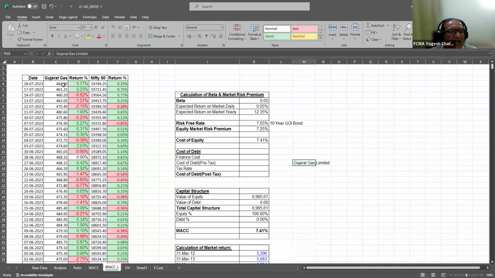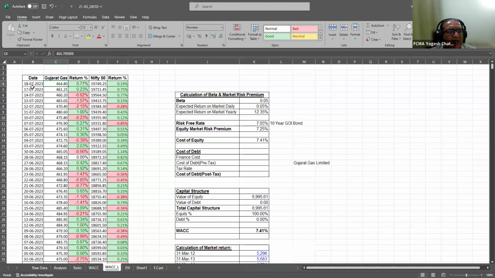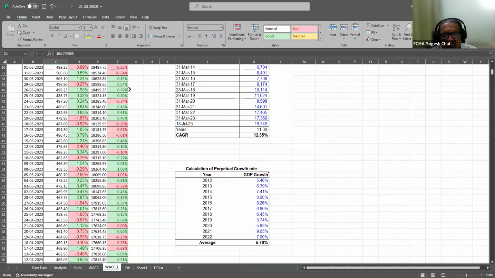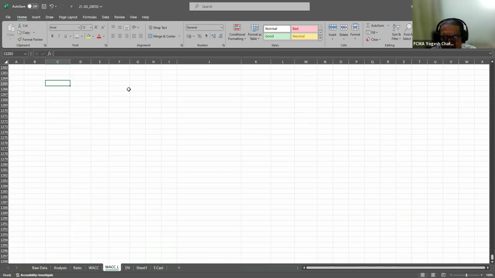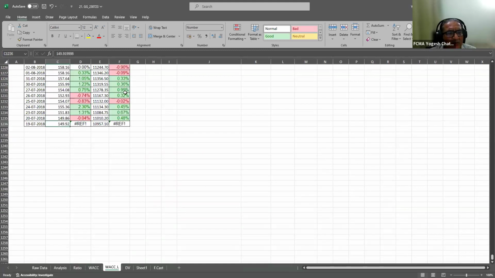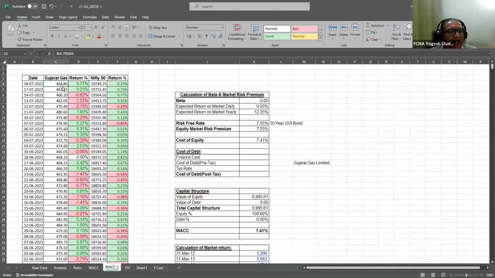And what I have done, I have taken this closing price of the equity share of Gujarat Gas Limited for a period of 5 years. So I had done this on 18th of July 2023. So right up to, as you can see, I have taken till 2018. So from 2018, as you can see, I have the closing price for a period of 5 years, up to 2023.